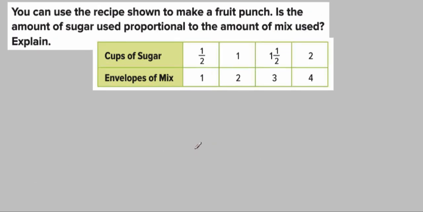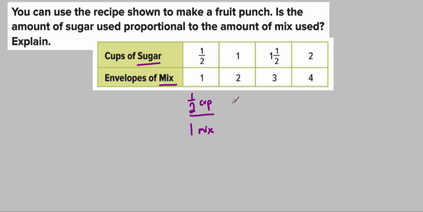You can use the recipe shown to make fruit punch. We want to know the different sizes or amounts of our mixture. Are they proportional to the amount of mix? So is the amount of sugar proportional to the amount of mix? Again, set it up, find your unit rate. So this is a 1/2 cup for 1 envelope of mix. It's got a denominator of 1, so we can leave it alone.